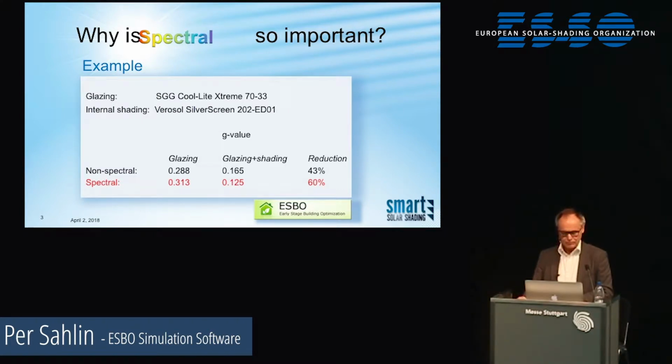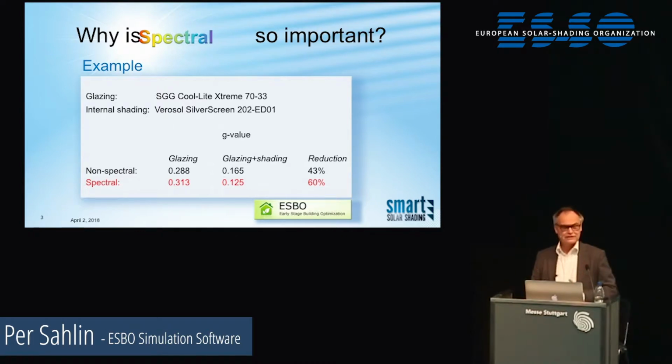internal shading, and you model this in a non-spectral way, then you get a reasonable shading plus glazing G value, a reduction of the solar heating by the shading by 43%. But if I do this spectrally, I get quite different numbers. And instead of reducing the solar heating by 43%, it will reduce it by 60%, which is obviously quite significant for practical applications. So there are many cases where you can use internal shading where you couldn't otherwise. So these errors can become very significant.